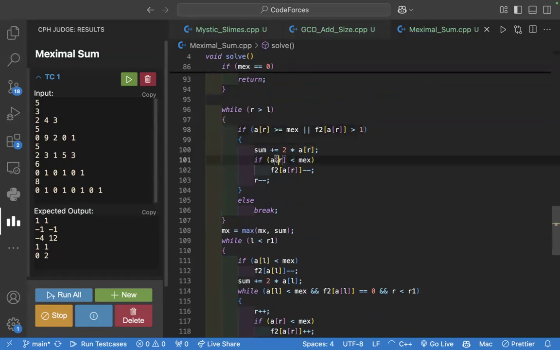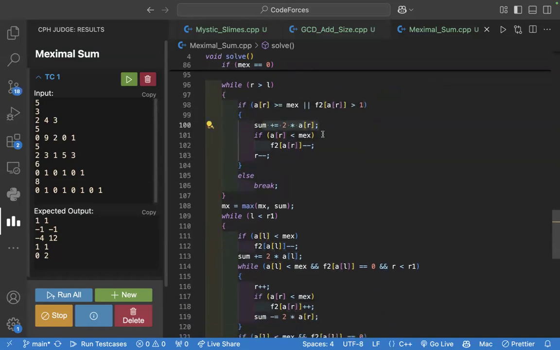Okay. Yes. So now you'll say sum increases. And now if the number is less than max, then its frequency decreases and r minus minus. And if this condition is not true, that means neither the number was greater than or equal to mx, nor its frequency was greater than 1. That means this is a number whose value is less than mx and whose frequency is less than or equal to 1. So I need to stop. I cannot go any further. I cannot make my r go any more left. Can I? I cannot do that, right? That is like a stopping point for r. So I will break. Any problem in this, guys? Any problem in this?